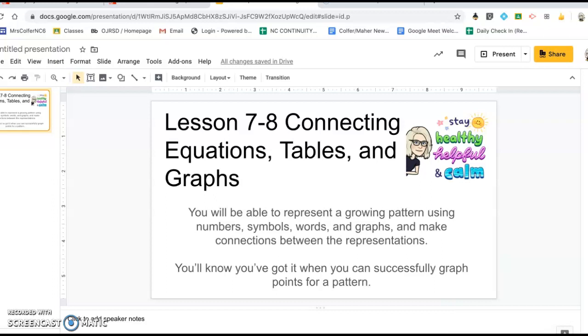You will be able to represent a growing pattern using numbers, symbols, words, and graphs, and make connections between the representations. And today you'll know you've got it when you can successfully graph points for a given pattern. So what I need you to do right now is to get out a piece of scratch paper and a pencil. We're going to do some mental math and fluency.